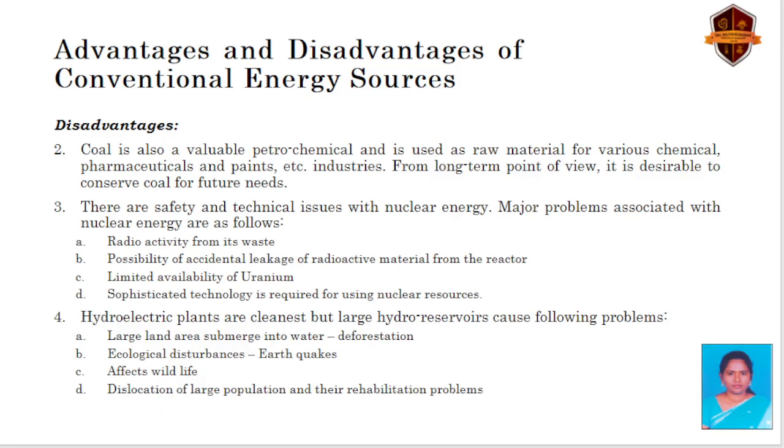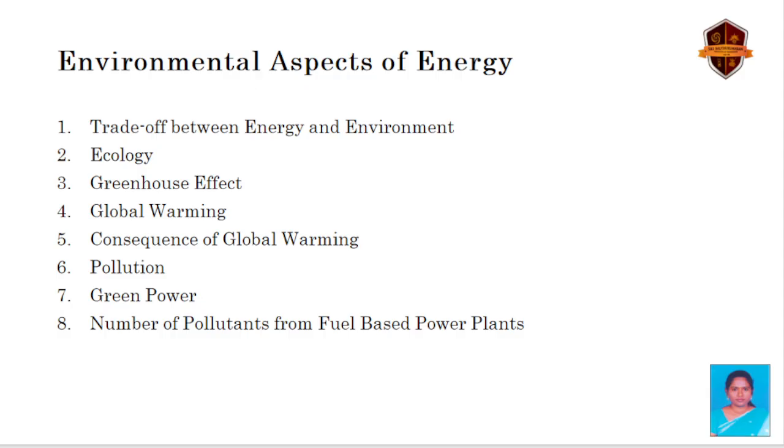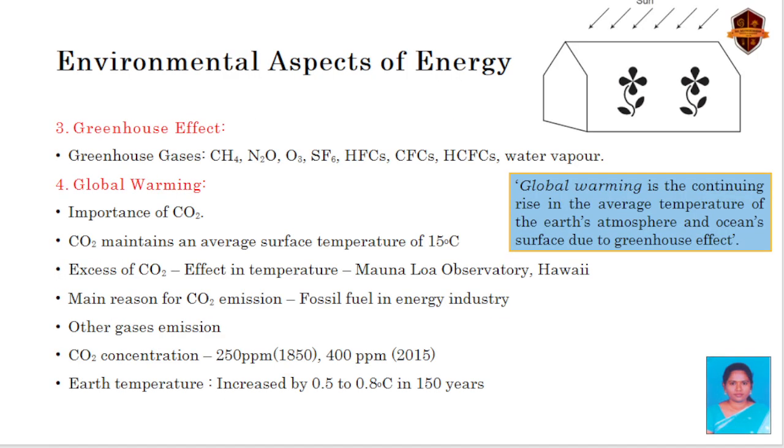Every energy source has trade-offs, which must be carefully evaluated before large-scale implementation. There is always a trade-off between energy generation and environmental protection. The major environmental aspects include ecology, greenhouse effect, global warming, pollution, and green power. Energy generation cannot be separated from environmental impact. Understanding these aspects helps engineers design systems that minimize environmental damage while meeting energy needs.